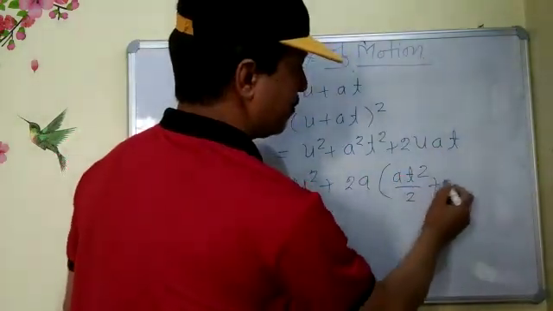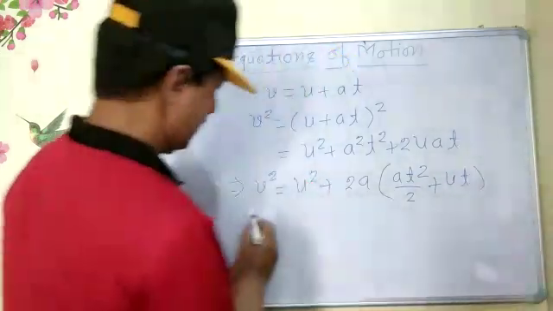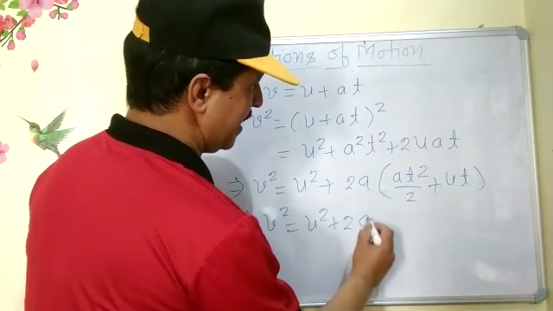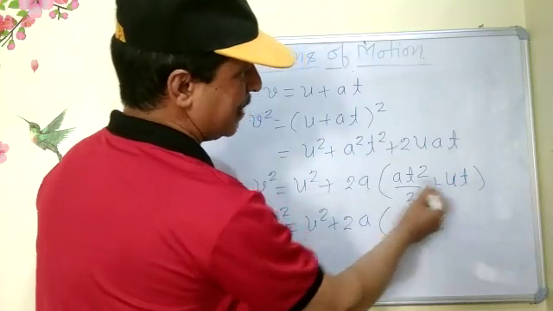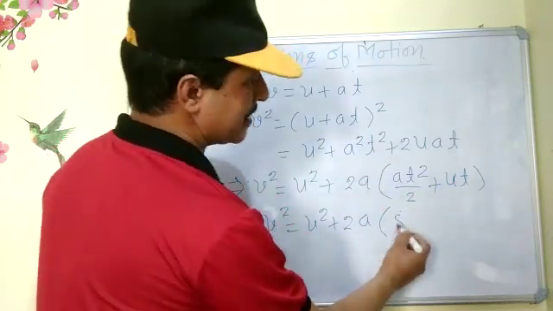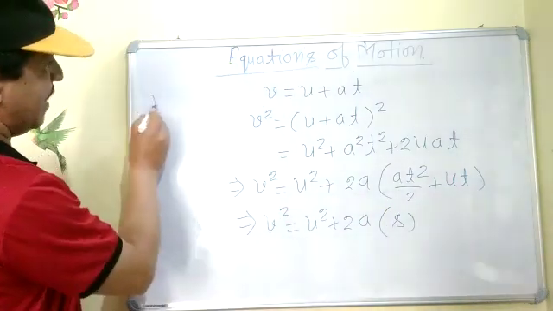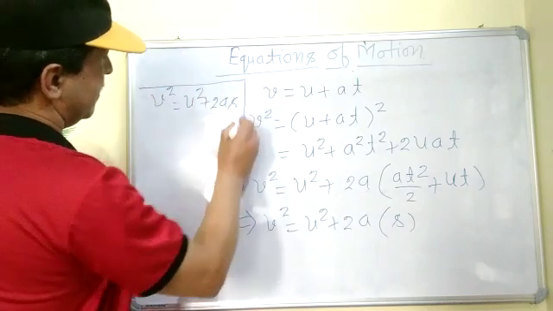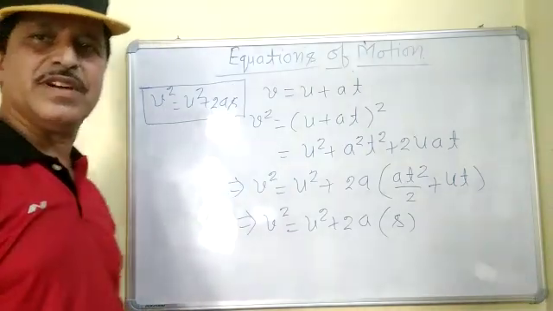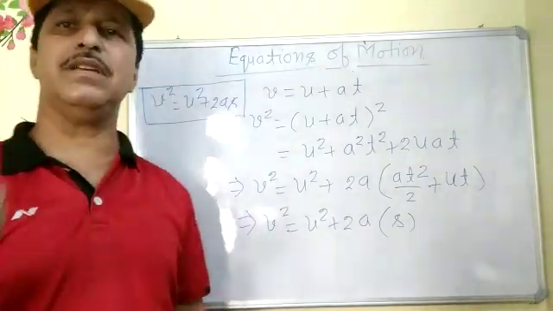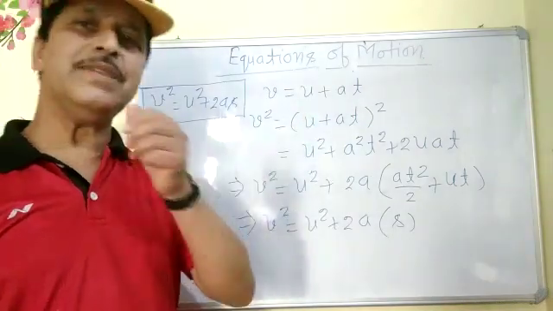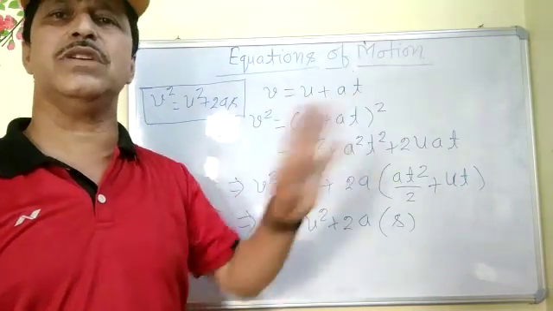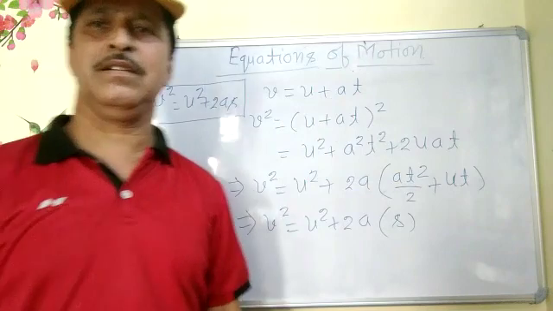So this becomes at square upon 2 plus u into t. It means v square equal to u square plus 2 into a into, you can see this is ut plus half at square. It means this is s. So we have the third equation, v square equal to u square plus 2as, and this way, using the first method, we can find out the three equations of motion. If any particle is under uniform motion, then you will only write a equal to 0 and get your work done.